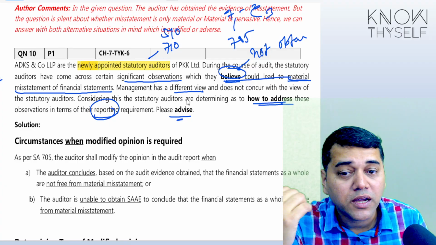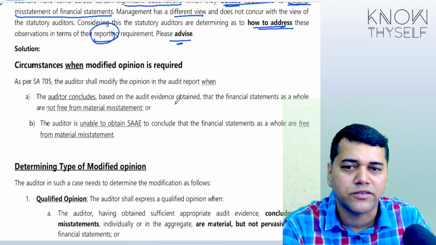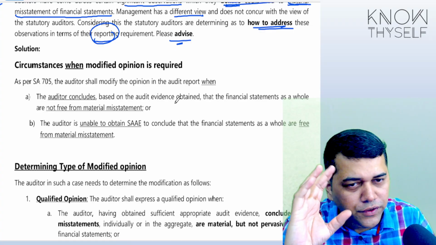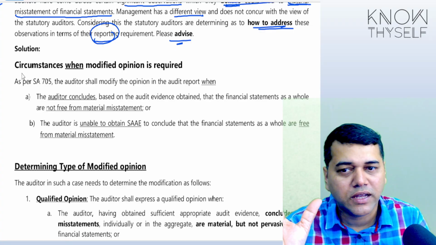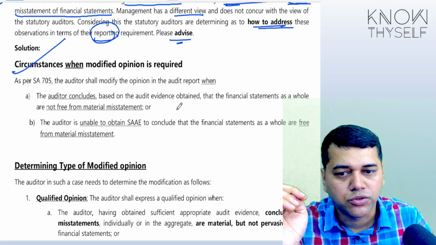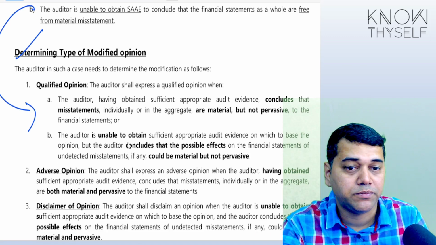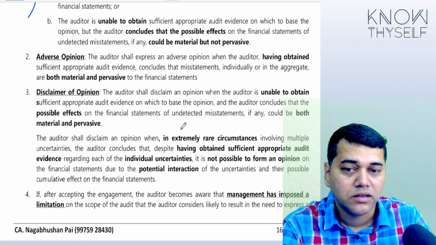Now you need to talk about, you can start with, the objective of SA 705. You can tell about the types of opinion. See, you figure out the way of answering. You can say when the modified opinion has to be issued, how many types are there? There are 3 types. How this has to be applied for which type? So you explain now.